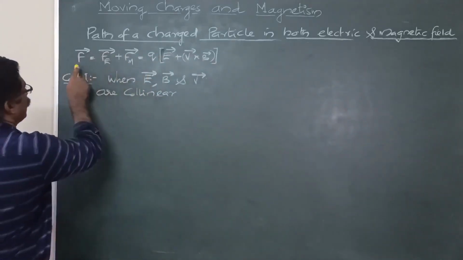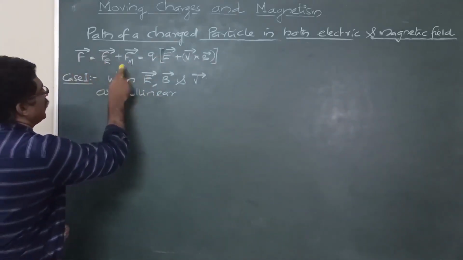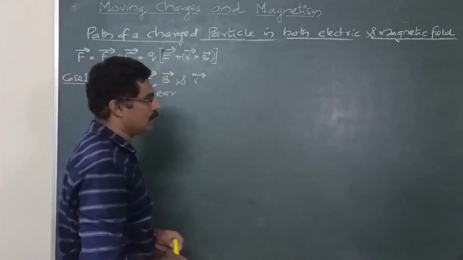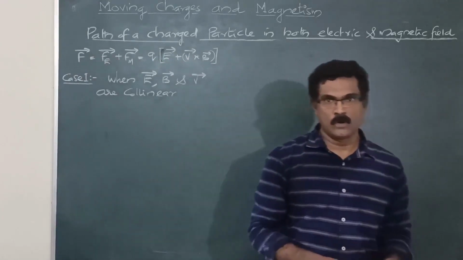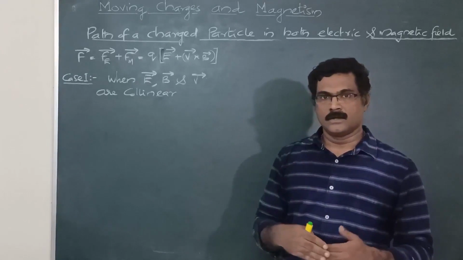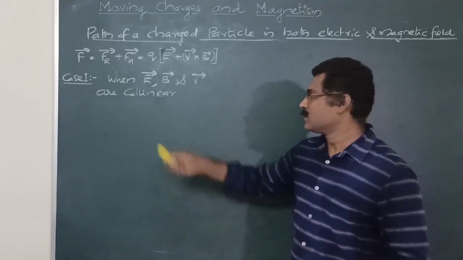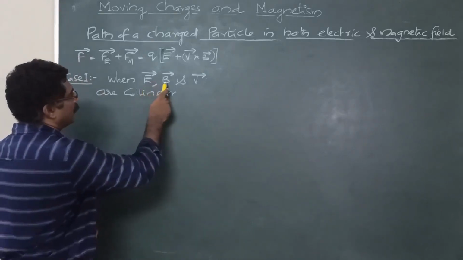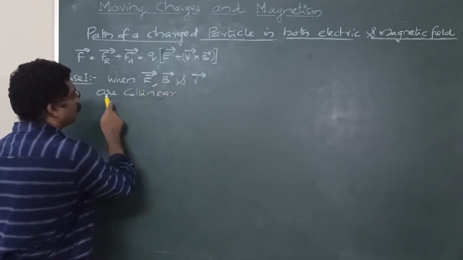Now here the Lorentz force is F equal to Fe plus Fm, that is equal to q into E vector plus v cross B. This is the equation. Okay, and here we are analyzing this in different cases. So the first case is when the electric field, magnetic field and velocity are collinear.